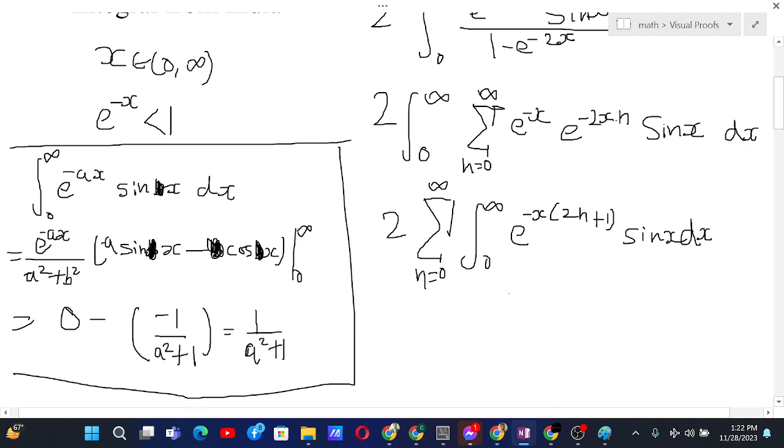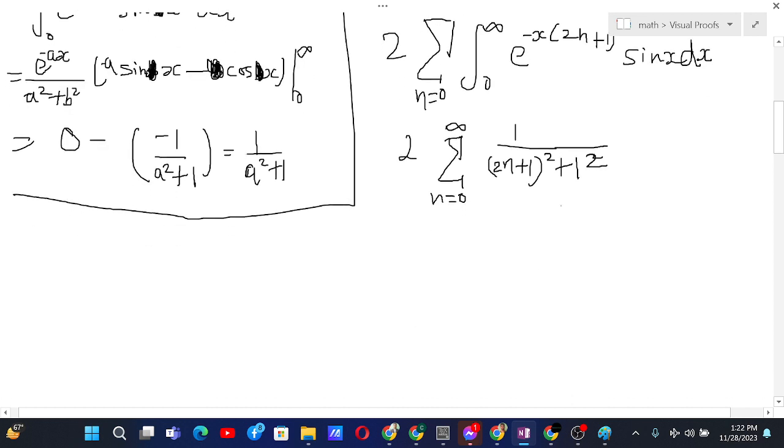Now for our case, a is 2n plus 1. So that's 2 times sum of n equals 0 to infinity, 1 by 2n plus 1 whole square plus 1 square. Now we try to break it down into partial fractions so that we can use digamma functions.